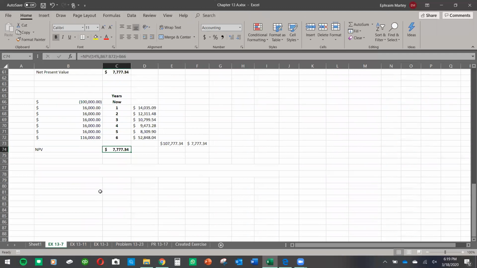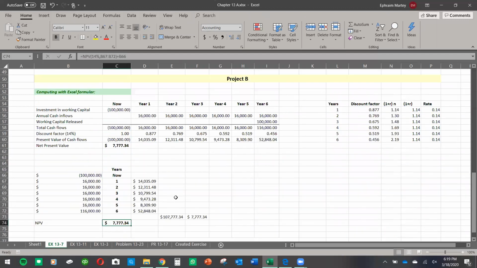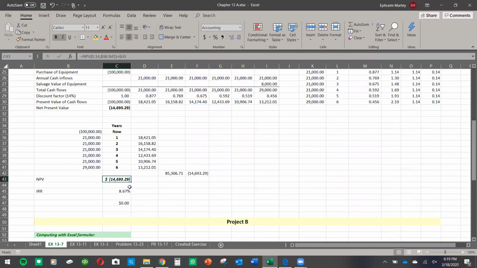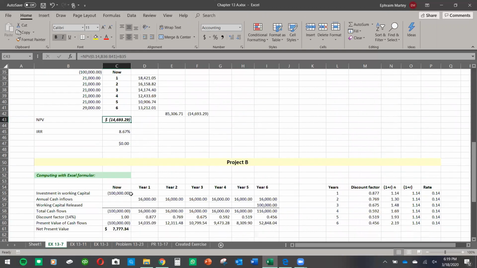Okay. So now with this, it's obvious that the company should invest in project B because it's worth today 7,777.34. This is negative. It's not even worth $1. It's not worth it. Okay.